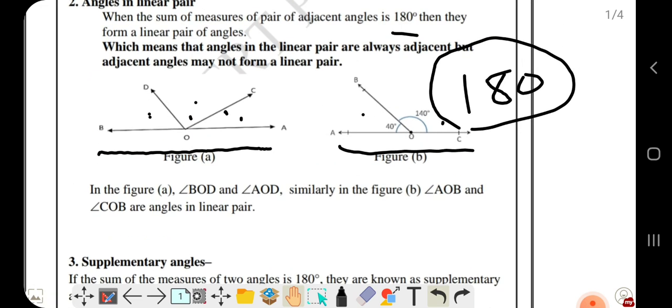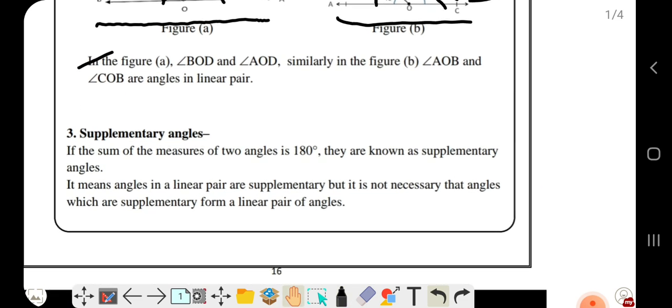In the figure A, angle BOD and angle AOD, see here, this BOD angle and this AOD angle, these two angles. Similarly, in the figure B, angle AOB and angle COB are angles in linear pair. So I hope you have understood this definition of linear pair angles.